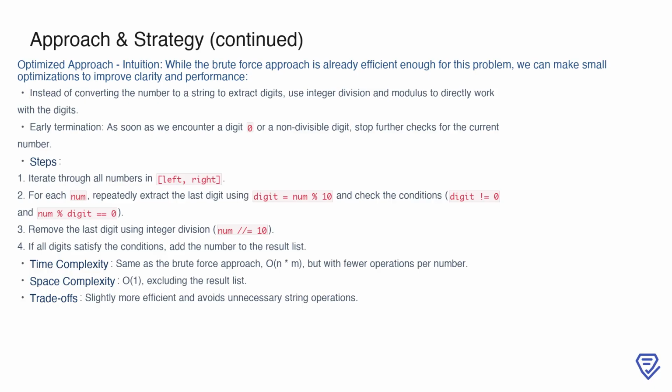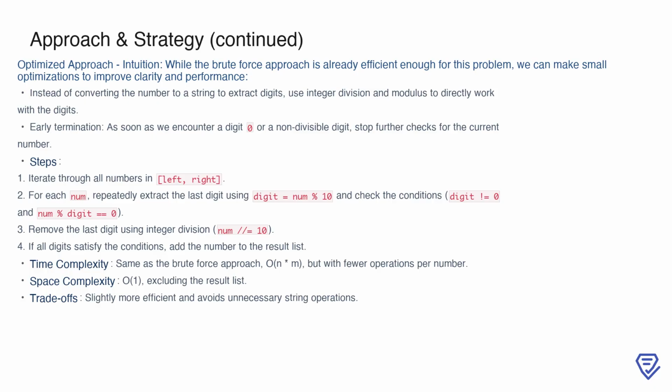The steps involve iterating over the range, left, right, extracting the last digit of each number using modulus, and checking if it satisfies the conditions. If it does, we remove the digit by performing integer division and continue until the number is fully processed. If all digits meet the criteria, the number is added to our result list.